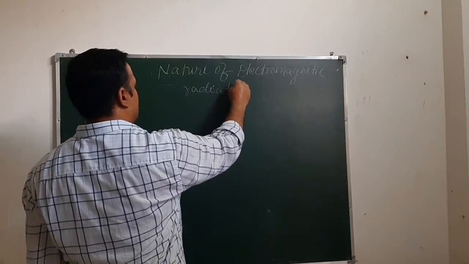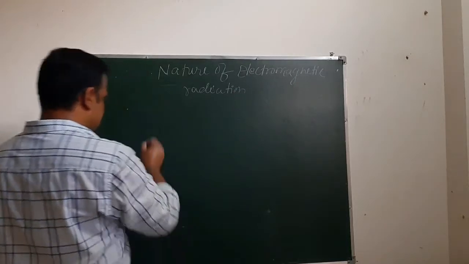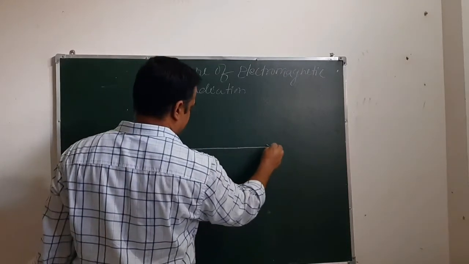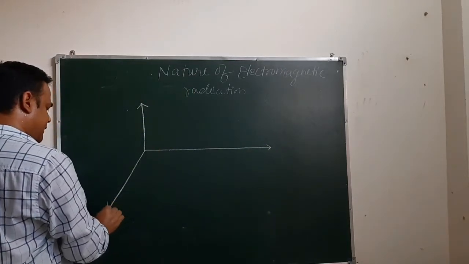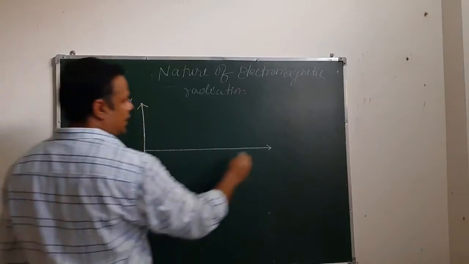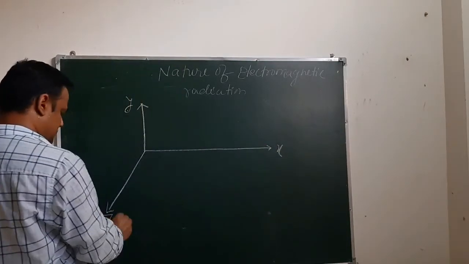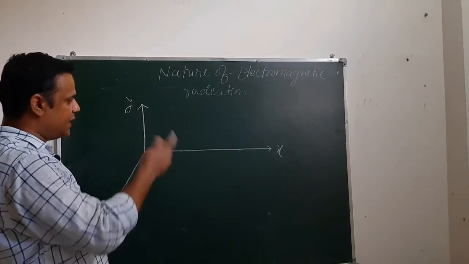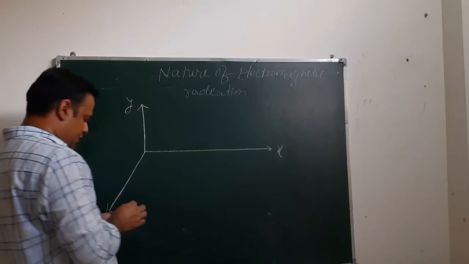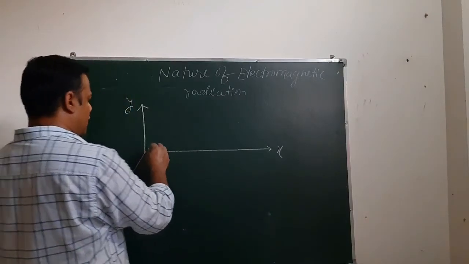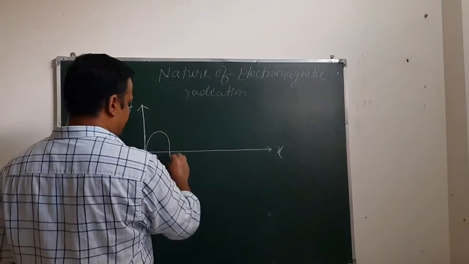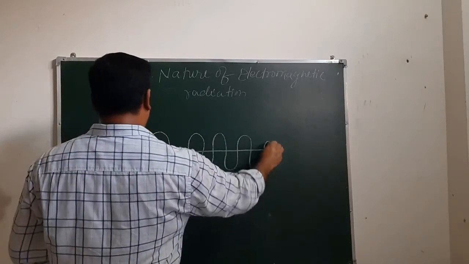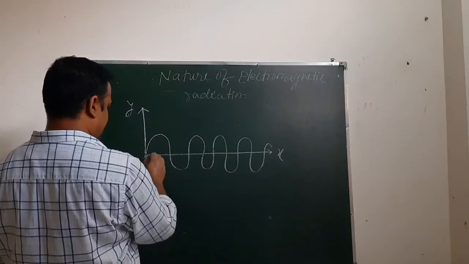When we talk about electromagnetic waves, these waves basically consist of an electric field and a magnetic field. Suppose this one is the y-axis, this one is the x-axis, and this one is the z-axis. These are the three axes. When an electromagnetic wave passes, it has two kinds of waves. One is the electric field, and another one is in the xy plane, then we'll take the xz plane.